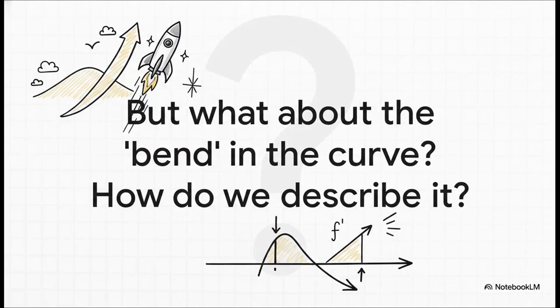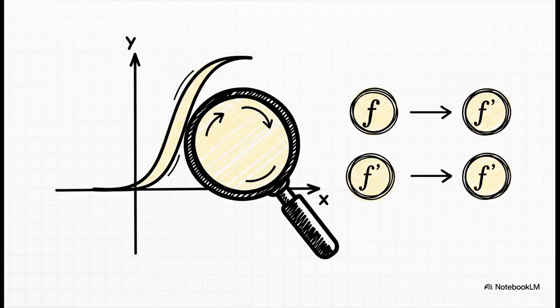But that's the next logical question, isn't it? I mean, a function can be going up, sure, but is it climbing like a gentle hill, or is it shooting up like a rocket? That bend in the curve tells a much deeper part of the story. And the first derivative alone, it just can't tell us that. Well, this bend has an official name. It's called concavity.